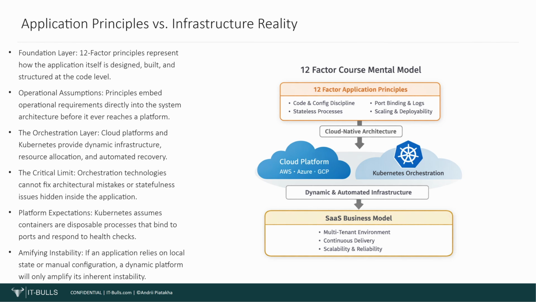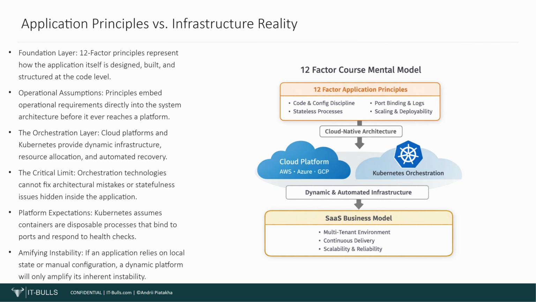Now move your attention to the middle layer. Here we have cloud platforms and Kubernetes. These technologies provide dynamic infrastructure and orchestration. They allocate resources automatically. They restart failed instances. They scale replicas. They route traffic. However, and this is critical, they do not fix architectural mistakes inside your application.